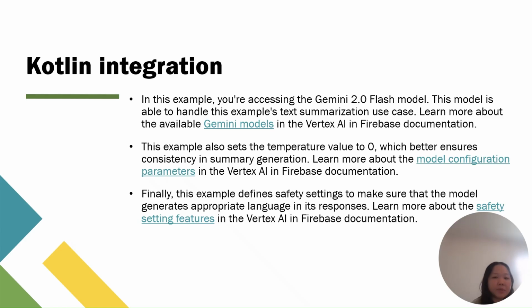In this example, you're accessing the Gemini 2.0 Flash model. This model is able to handle this example's text summarization use case. Learn more about the available Gemini models in the Vertex AI in Firebase documentation. This example also sets the temperature value to 0 to better ensure consistency in summary generation. And finally, this example defines safety settings to make sure that the model generates appropriate language in its response.